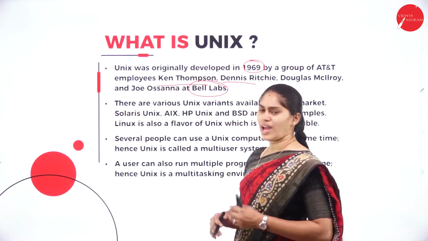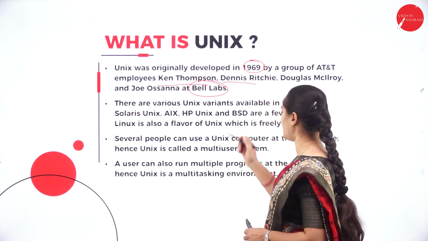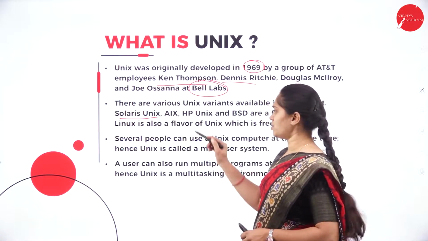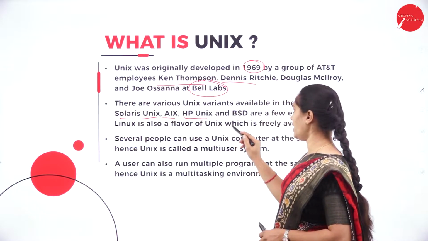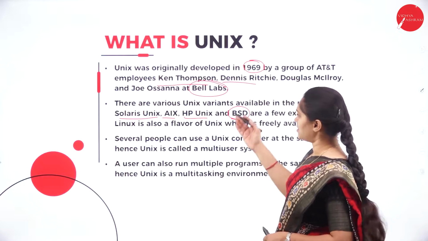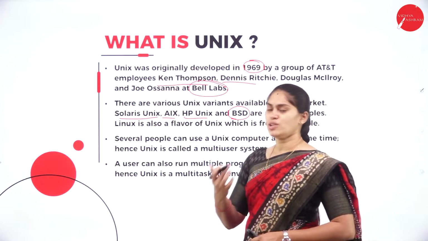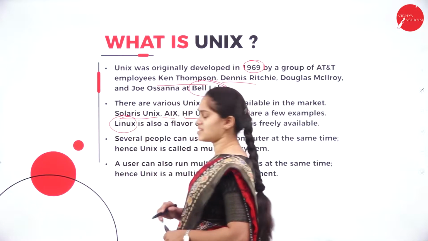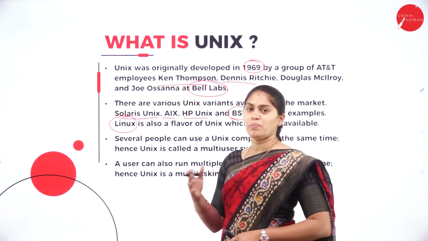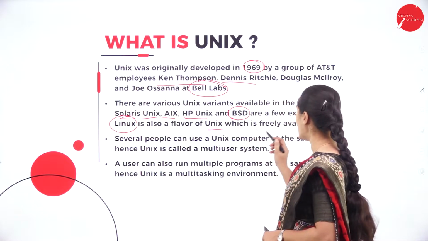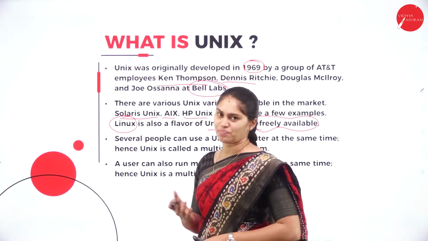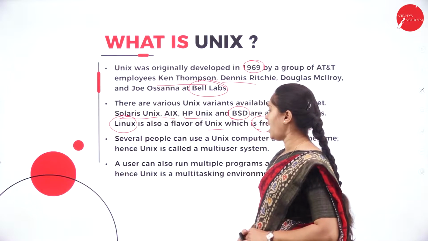We also have different versions of the Unix operating system. They include Solaris Unix, AIX, HP Unix, and BSD. All these are examples that come under the Unix operating system. Most commonly we have Linux, which is one of the variants of Unix. It is open source software, freely available. No need to pay anything and no need for a licensed version. So it is available freely.